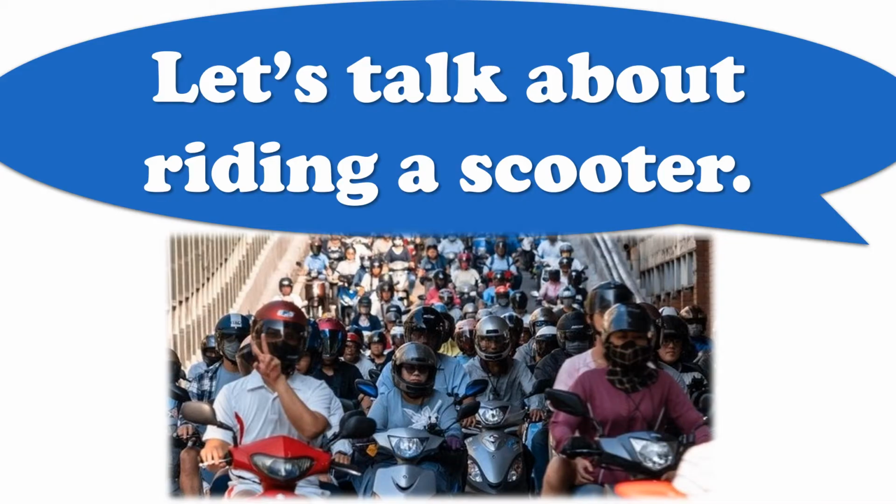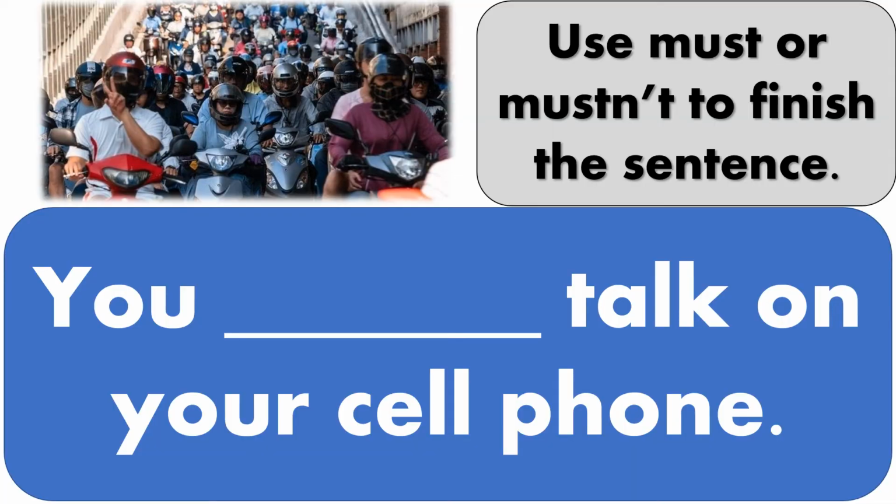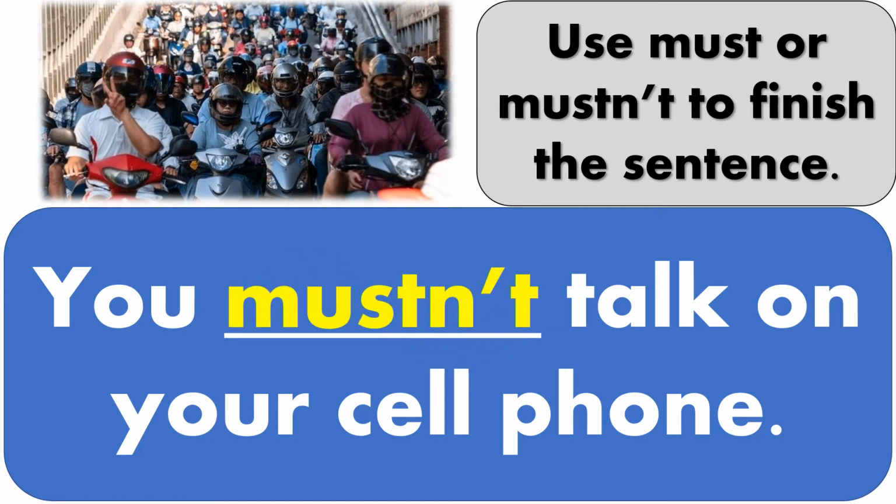Now let's talk about riding a scooter. Use must or mustn't to finish this sentence. So when you're on the scooter, is this something you must do or mustn't do? This one is definitely mustn't. You mustn't talk on your cell phone. Say it after me. You mustn't talk on your cell phone. And in this sentence, the verb talk, we don't need to do anything. It's the infinitive form. So remember that when you're using must or mustn't.